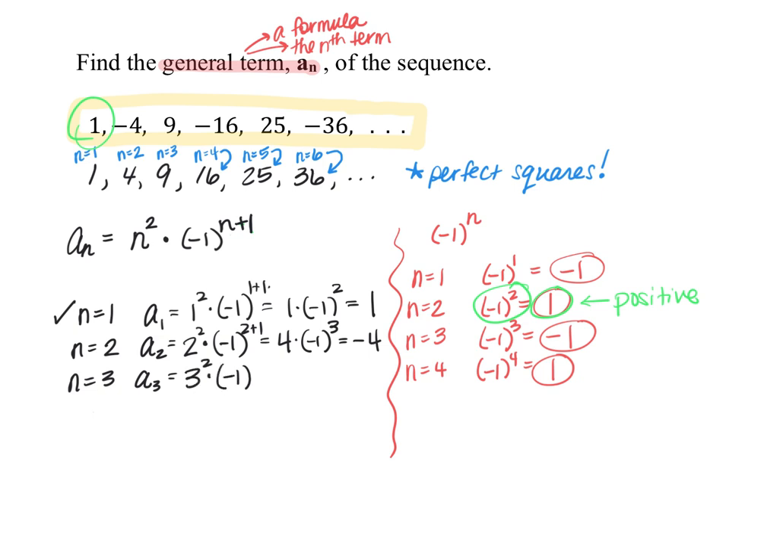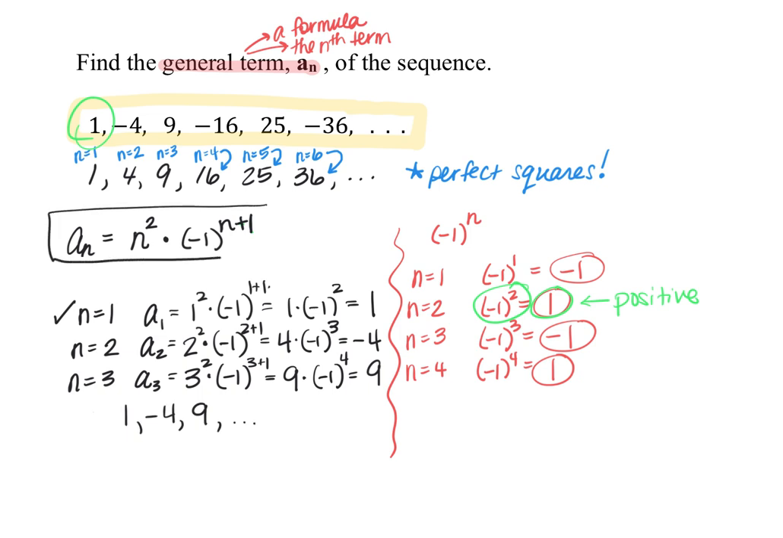Plugging in 3, we'll just check one more for fun here to make sure we're confident. 3 squared is 9. Then we multiply by -1. 3 plus 1 is 4, so it's to the 4th power. And sure enough, that will be a +1 times 9 gives us that +9. So we are getting a +1 for the first term, -4 for the second term, +9 for the third term, and on. And we have successfully written a formula that will generate this sequence of numbers.